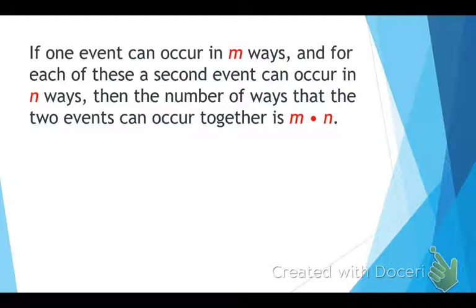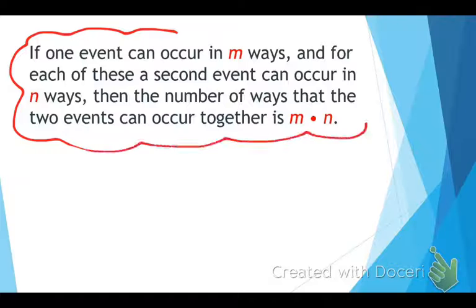If one event can occur in m ways, and for each of these, a second event can occur in n ways, then the number of ways that the two events can occur together is m times n. So this is what we're going to be using for our entire lesson today. Go ahead and draw a red cloud around it. This is important. And then we'll do, I think, 4 examples today that help you understand this concept.